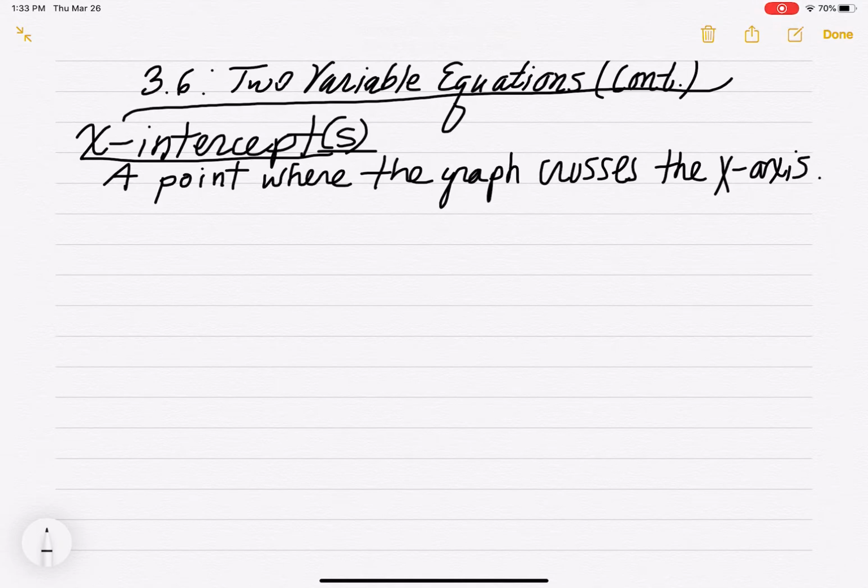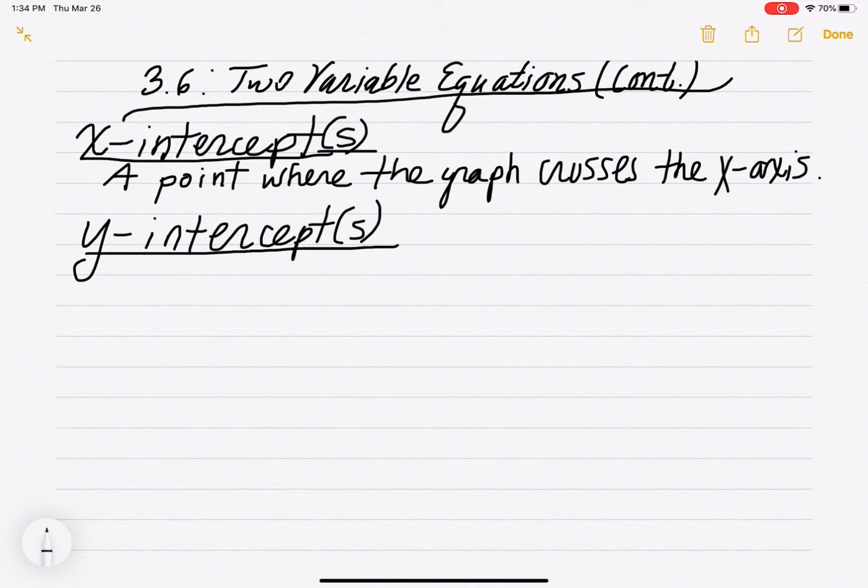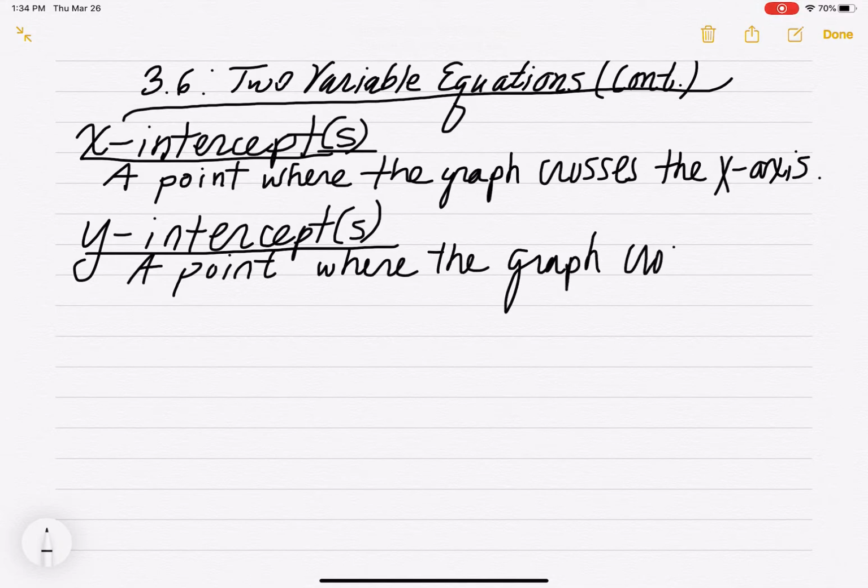And what is a y-intercept? We want to talk about those as well. Y-intercepts. Well, you might imagine this is going to be a point where the graph crosses the y-axis.